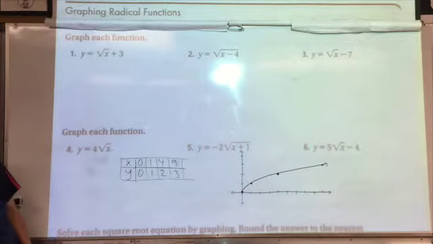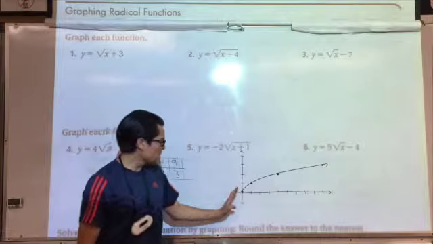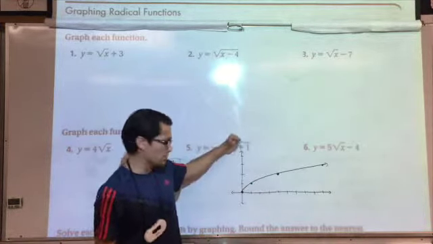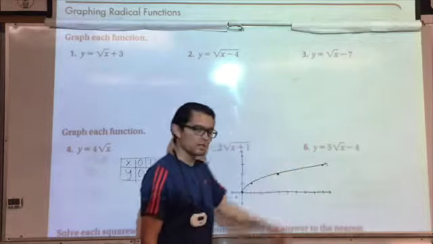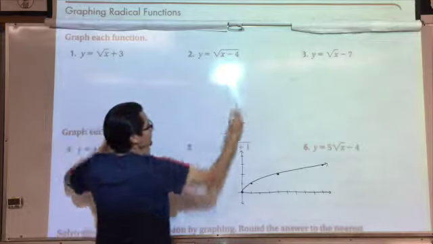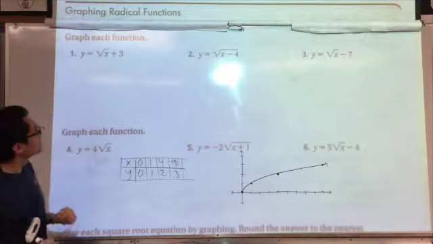That is the parent function. The domain is x is greater than or equal to 0. The range is y is greater than or equal to 0. It only exists basically in the first quadrant. Okay? We're going to take this and apply it to each one of these. And it's actually really, really simple.